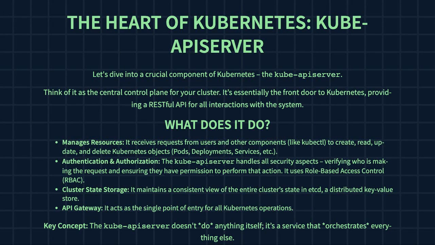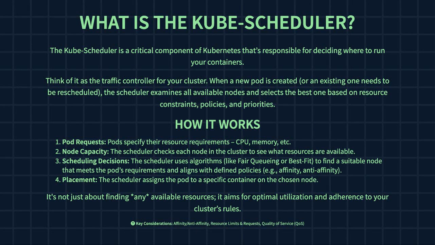Okay, let's talk about the kube-apiserver. It's arguably the most important part of the Kubernetes control plane. Think of it as the brain and main access point to the whole system. This component acts like a central front door, handling all requests from tools like kubectl or other components within the cluster. It's responsible for managing everything, creating, updating, deleting your resources like pods and deployments. And importantly, it makes sure that only authorized users are able to interact with the system using its authentication and authorization mechanisms.